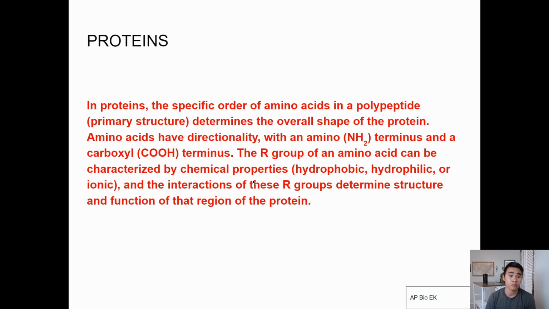So here's a summary of it. In proteins, the specific order of amino acids in the polypeptide, the primary structure, determines the overall shape of the protein. Amino acids have directionality, with an amino group and a carboxyl group, so it has a carboxyl and an amino terminus. The R group of the amino acid can be characterized by chemical properties. So the R group of the amino acids determines its properties, like is it hydrophobic, hydrophilic, ionic, and then the R groups allow for interactions based off of its properties.